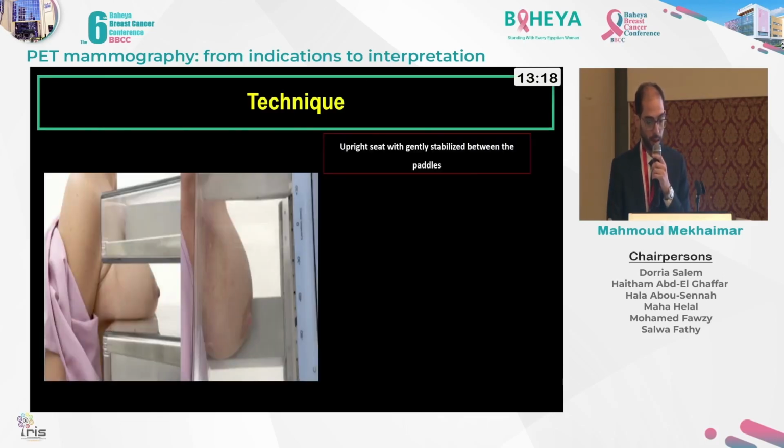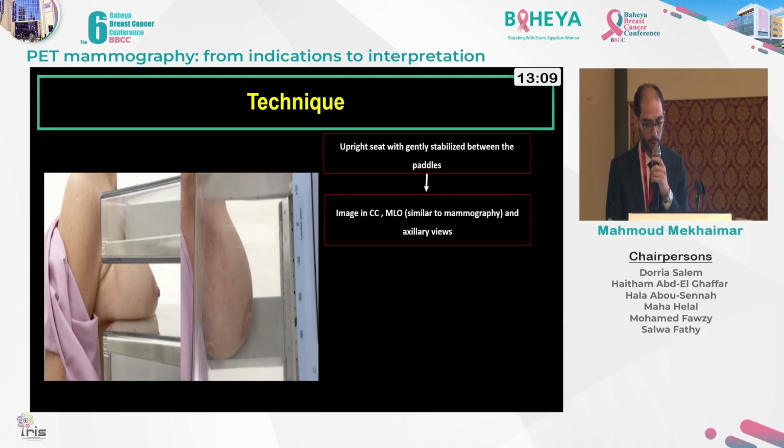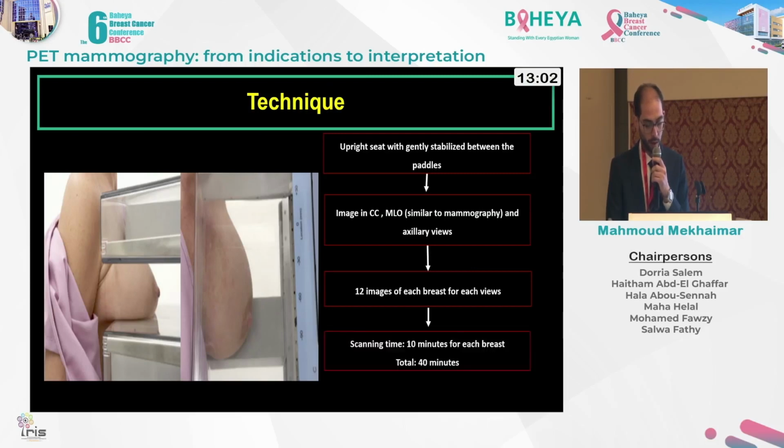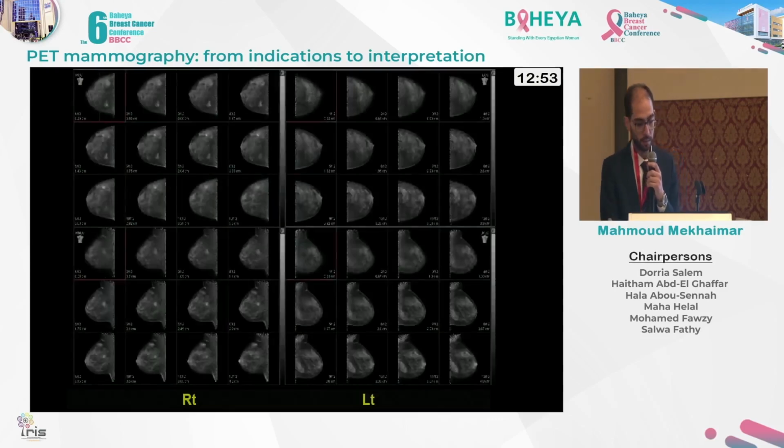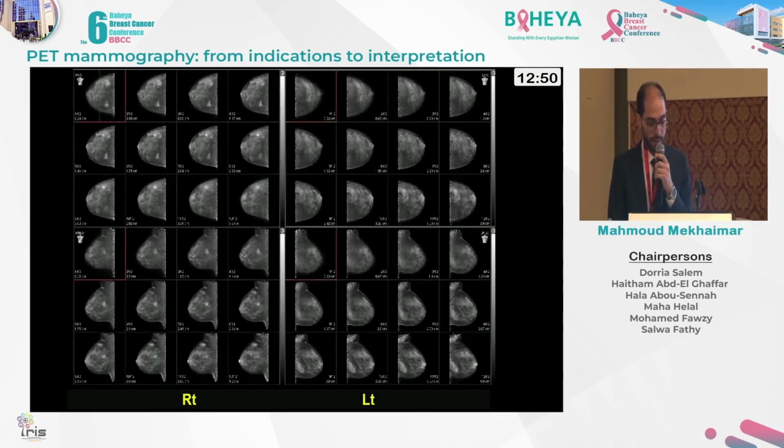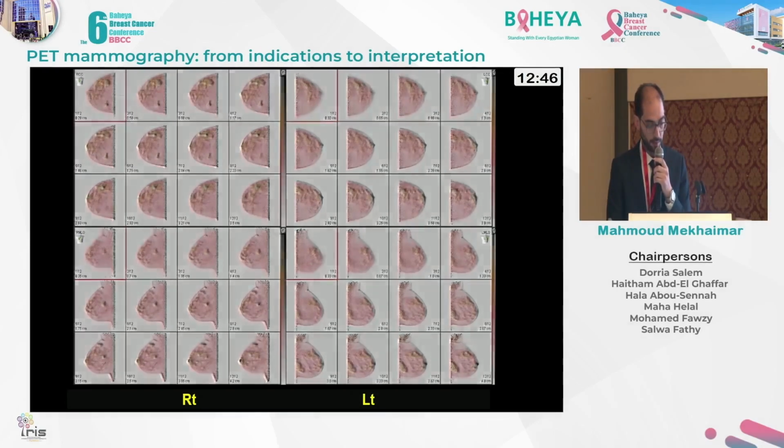The patient is seated upright with the breast gently stabilized between the paddles, and images are acquired in craniocaudal and mediolateral oblique views, similar to mammography, in addition to the axillary views. 12 images for each breast are acquired, with a scan time of 10 minutes for each breast and a total scan time of 40 minutes. The scan images can be viewed in different color scales.